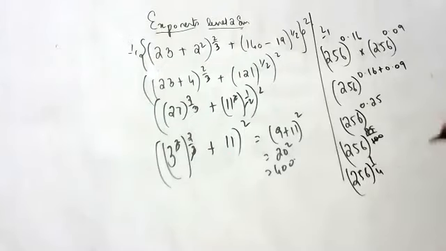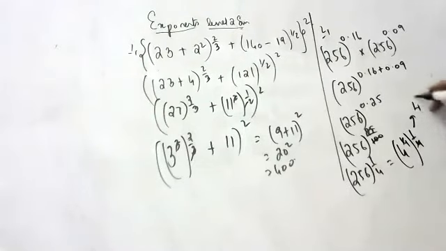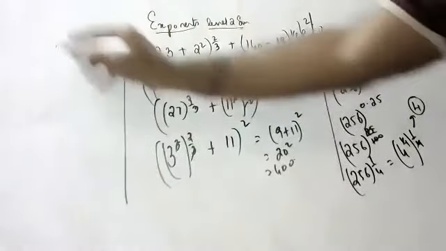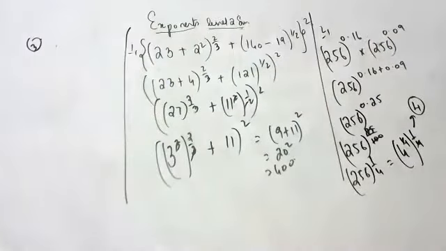256 is what to the power of 4, children? 256 is 4 to the power of 4, and then the power 1 by 4. The 4s cancel, so the answer is 4, children. Next question. Please copy, children. No one is sitting idle. You have to practice the sums and you have to send to me, children.